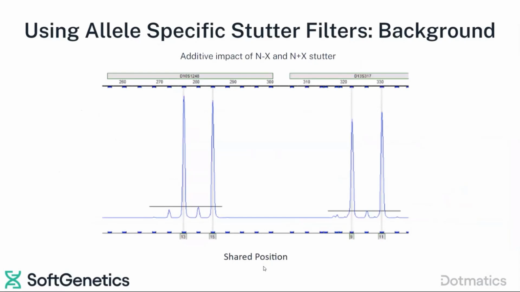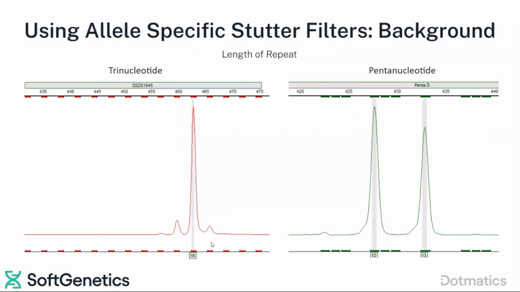And looking at just the difference here, the impact of additive stutter, 2 samples within the same sample, the peak in that additive position has -X stutter from the 11 and +X stutter from the 9s, where X is the repeat number. So this is very commonly seen, very different peak heights, and it's because of that additive effect of the stutter position. It's a shared position.